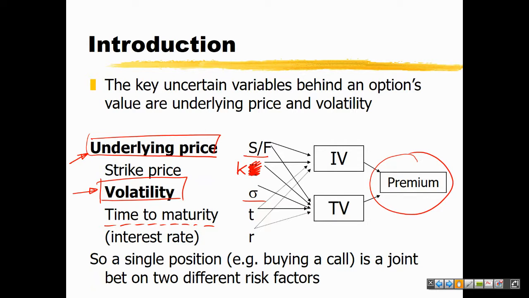So when you take a position, for instance, buying a call option, you are actually taking an exposure to different risk factors, at least underlying price and volatility. You typically associate buying a call option with being bullish on the price of the underlying, but you are also taking a position on volatility. Whenever you buy an option, you are Vega positive. So you're also betting on volatility going up.